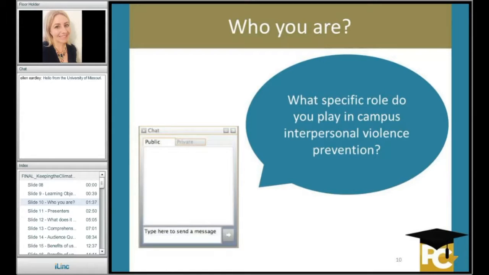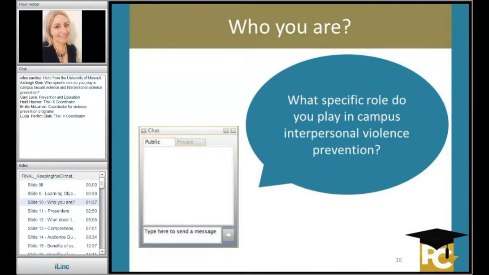So with that, before I pass it on to our wonderful facilitator today, I would love to know, what specific role do you play in campus interpersonal violence prevention? So I'm going to put that question in our text chat. This is a good way for all of us to practice using this if you haven't already. We'd love to know, what is your specific role? Maybe you're an off-campus partner. Maybe you are a prevention practitioner on a college campus.